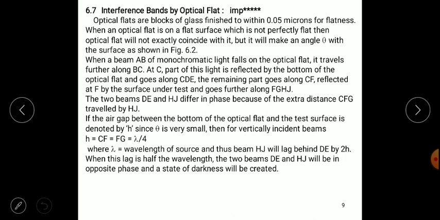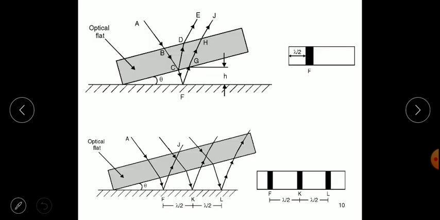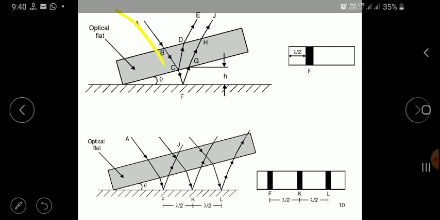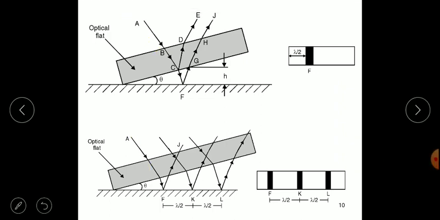Next, interference bands. Suppose this is the optical flat, one circular part. When a light source is incident over it, some dark fringes or bright fringes are observed, as I was talking about up till now.